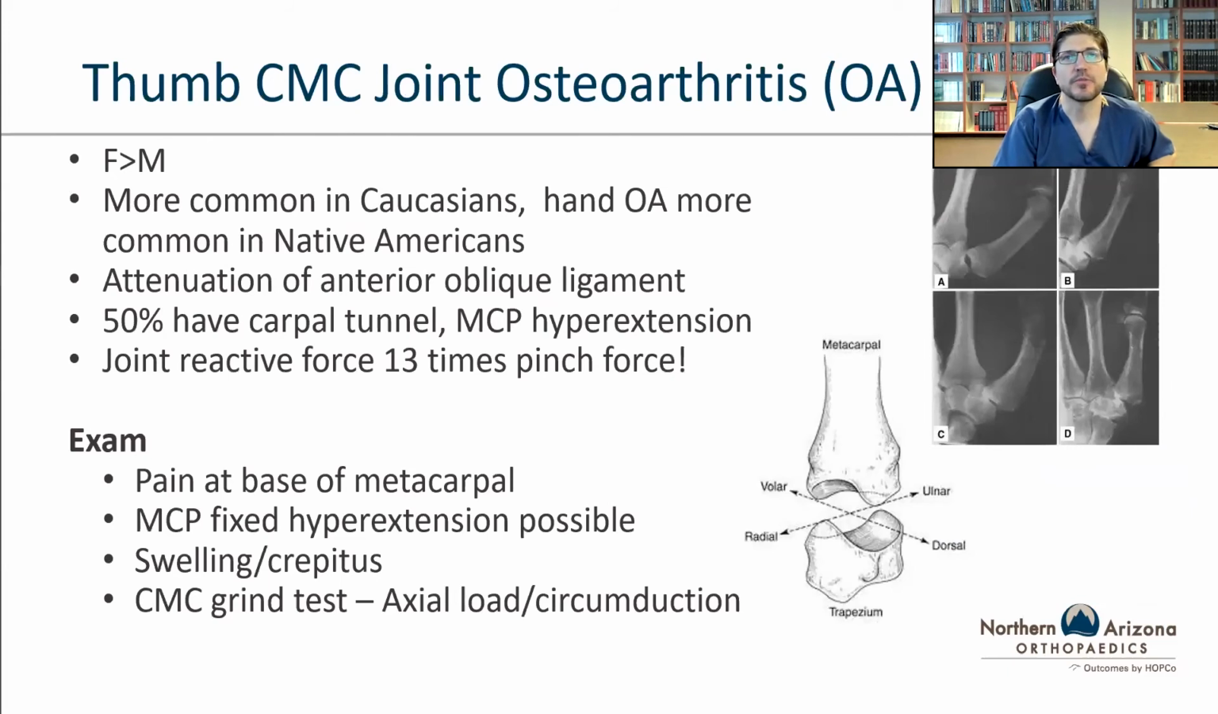Thumb carpometacarpal joint arthritis is very common. This usually affects females more than males, and more commonly in Caucasians. Hand osteoarthritis is more common in Native Americans, interestingly. And this is due to attenuation or slow decline of a special ligament in the hand called the anterior oblique ligament.